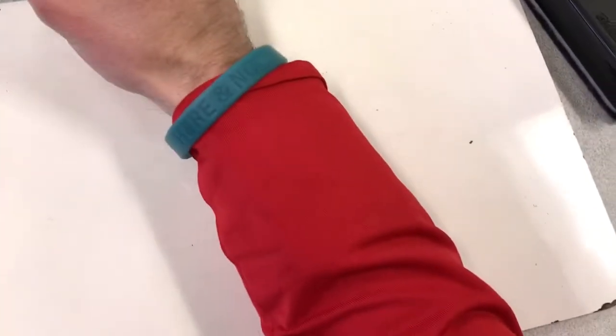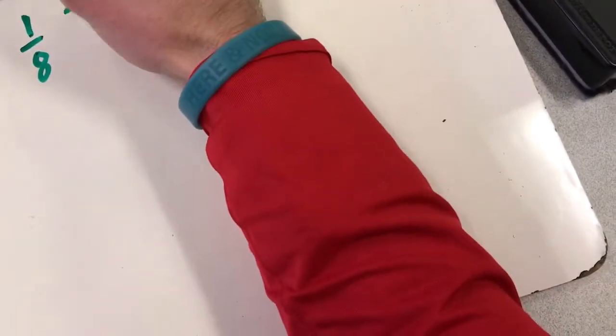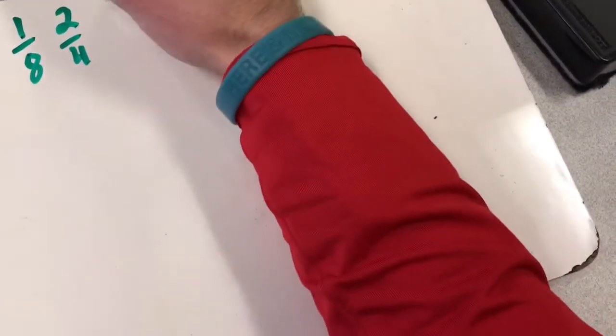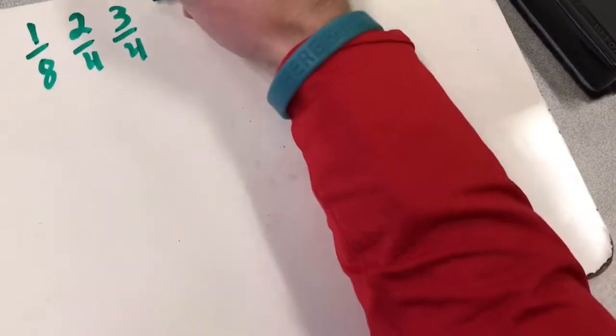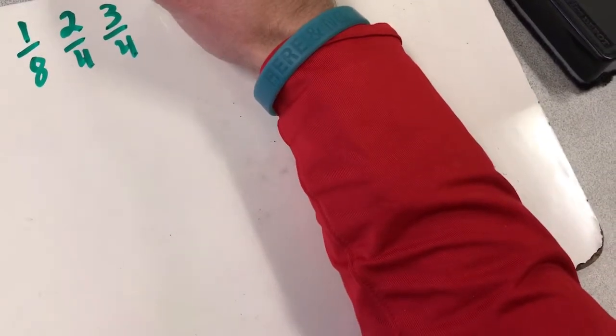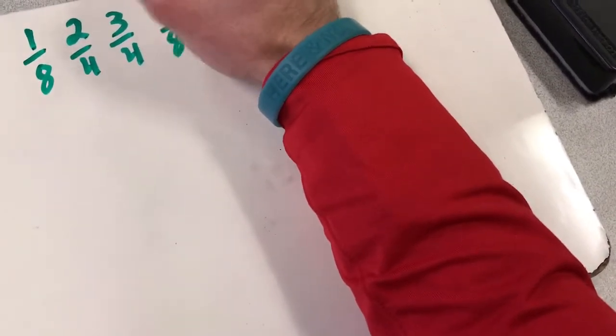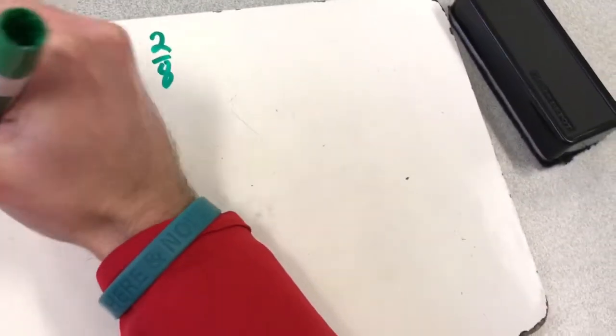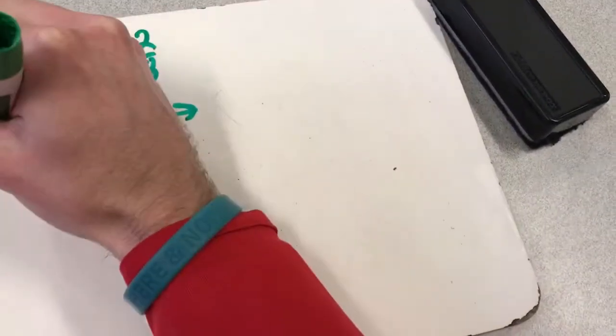All right, before we really dive into the actual line plots, we need to look at the operations of fractions first. So a couple of things here. Let's say we have 1/8, 2/4, 3/4, and 2/8, and you need to make a line plot. Well, in order to make the line plot, we need to put them in order from least to greatest.